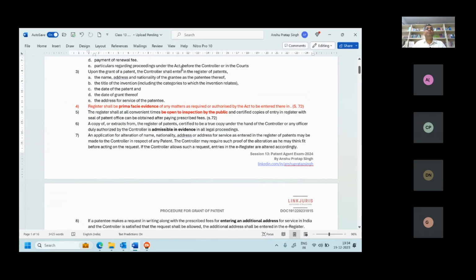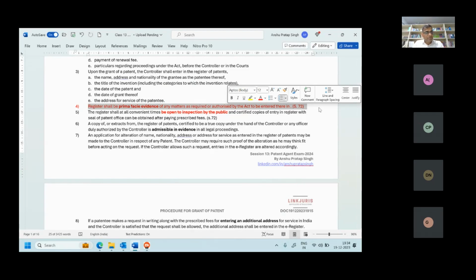Then particulars regarding proceedings under the Act before the controller or in courts. Any proceedings, whether before the controller or court, will also be recorded. Upon the grant of patent, the controller shall enter in the register of patents what? Name and address and nationality of the grantee as the patentee thereof, the title of the invention, including the categories to which the invention relates, the date of patent, date of grant thereof, and the address of service of the patentee. This register will be the prima facie evidence of any matter as required or authorized by the Act to be entered therein. Please remember this Section 72.